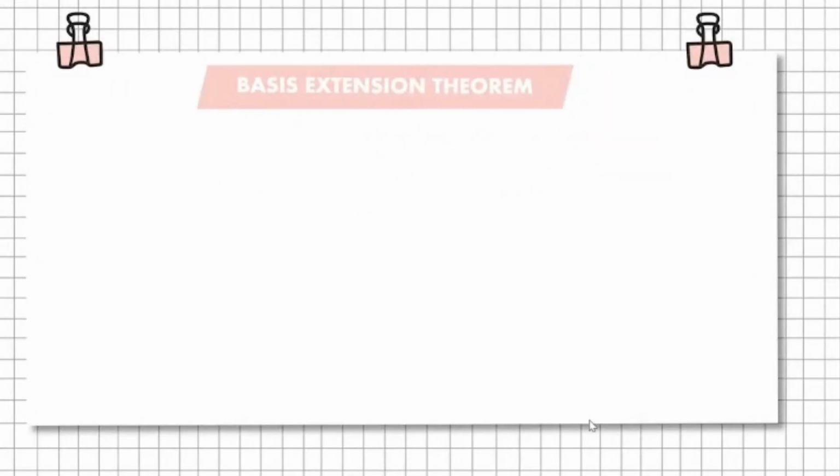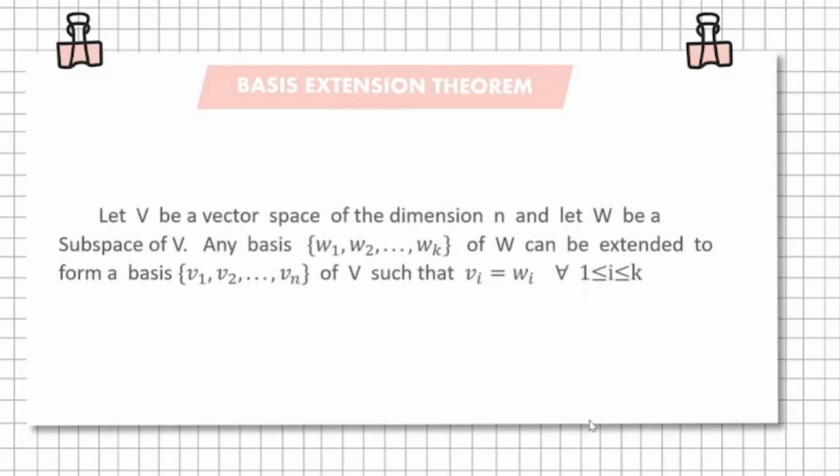Now the basis extension theorem. If we have a linearly independent set in some vector space, we can add some more elements and make it a basis of the vector space. That is called the basis extension theorem. Now see the statement: let V be a vector space of dimension n and W be a subspace of V. Any basis of W can be extended to form a basis of the vector space V. I am not going to prove it, I just state the theorem. Let's go to the examples.